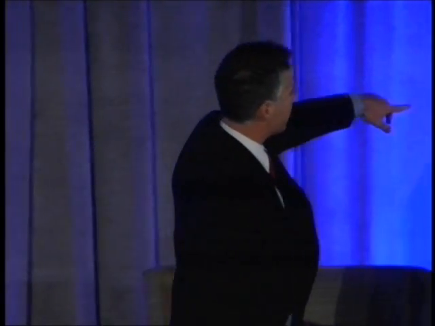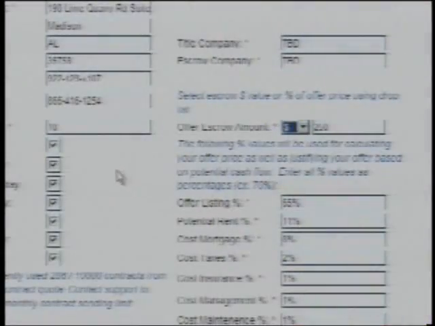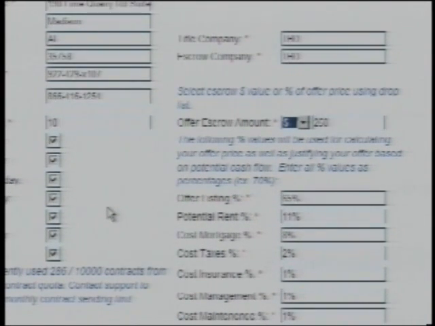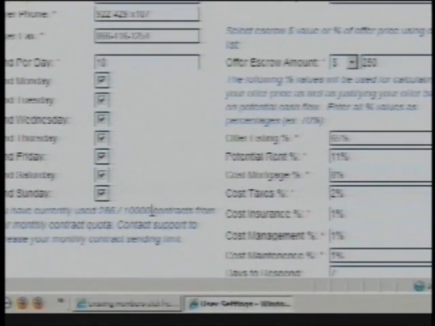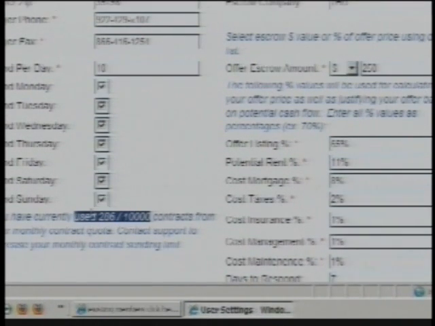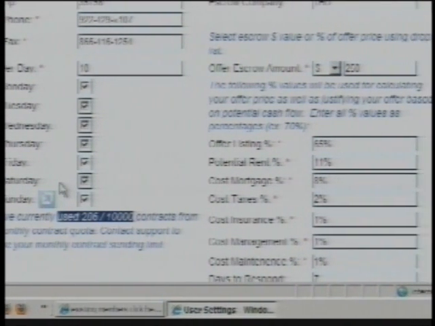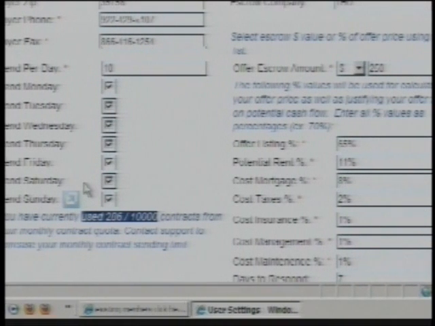Over to the left are the boxes that I was talking about. Not every single one of those boxes is going to be checked when you get your system. What we want to do is make sure that all those are checked, and then at the bottom is our offer counter. Every month that's going to reset, so it's going to give you a clear indication as to where you are in terms of how many offers you have left and how many offers you've made.